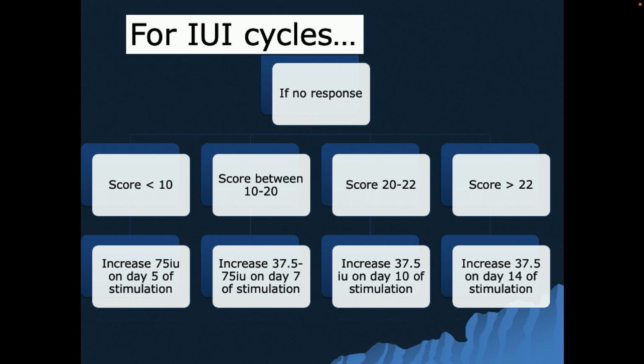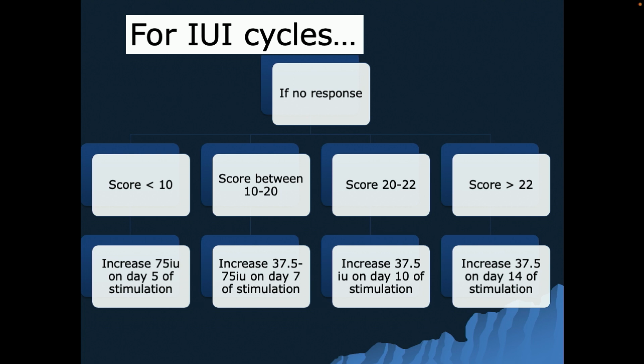If the primary score was between 10 and 20, that means it is a normal reserve, normal responding patient. You are seeing on day 5 of stimulation, no response. So call her after another 2 days. Even then, if there is no response, then increase the dose by 37.5 to 75. How do I decide?